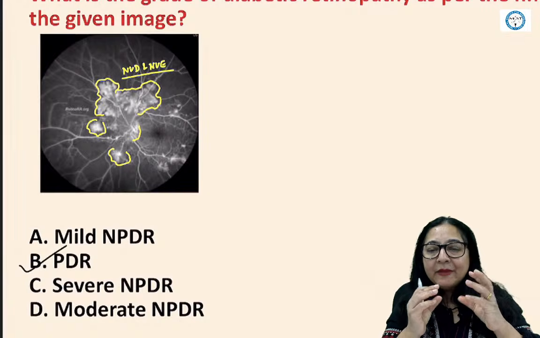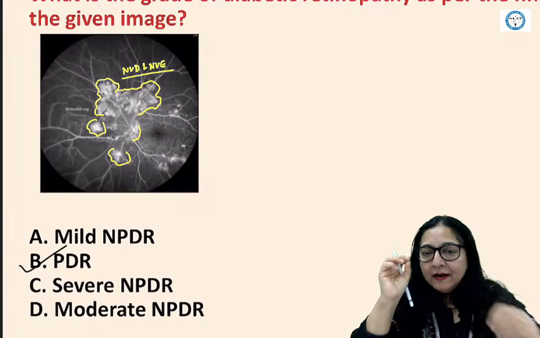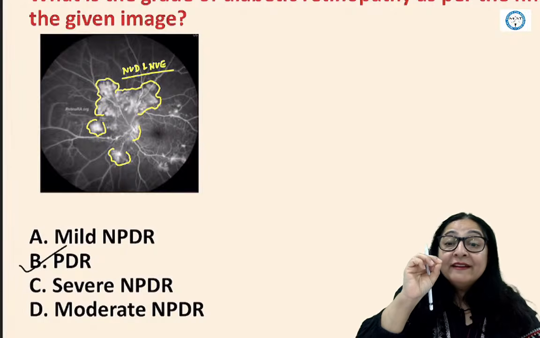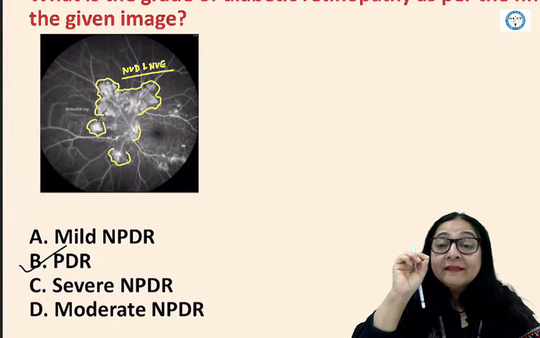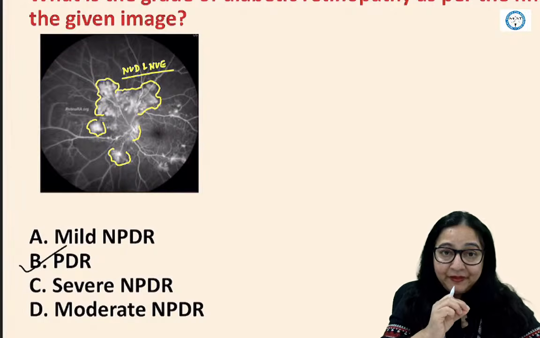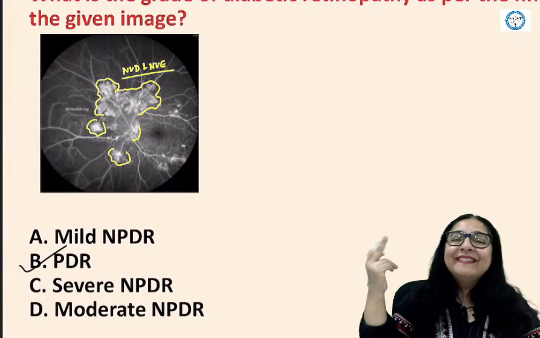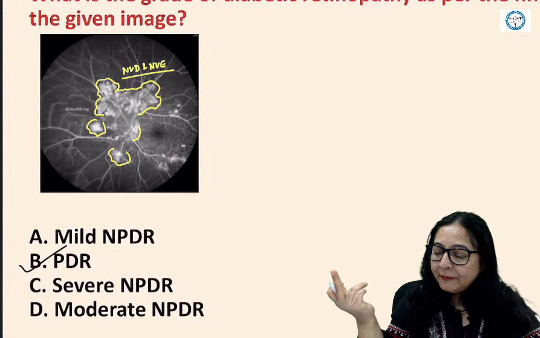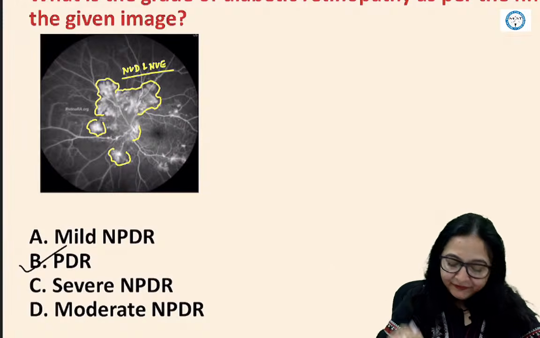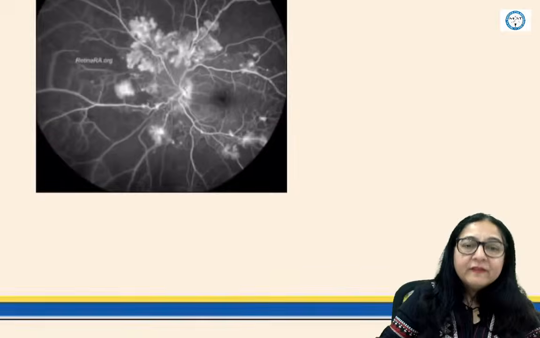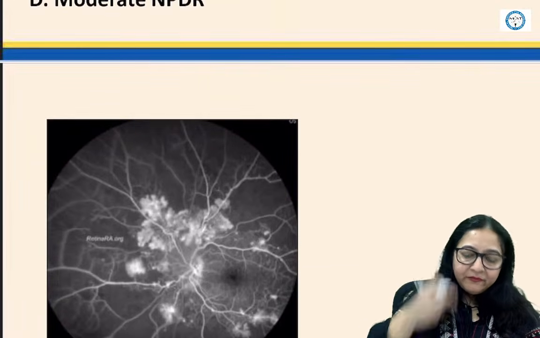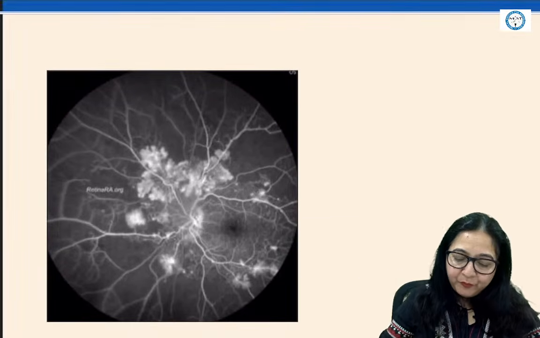microaneurysms. There can be some areas where you can see the cotton wool spots in fundus fluorescein angiography. They will appear as areas of ischemia. But once there is leakage from the blood vessels, that is your proliferative diabetic retinopathy. So this is just another enlarged image I have put for you.